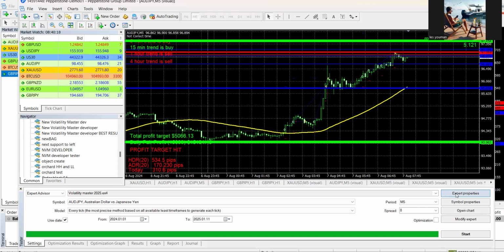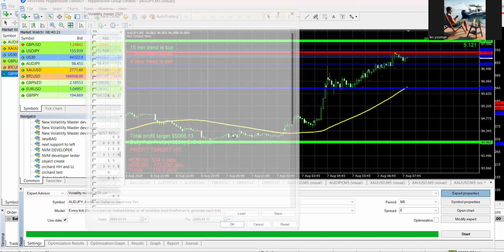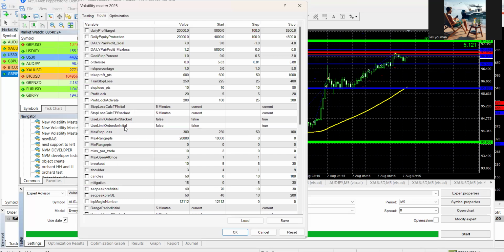So anyway, that's the explanation of what the limit orders for initial and stack trades are. We talked about the maximum stop loss in that last video, but just to go through it again, if it did a buy order here, the stop loss is going to go, in this case, 10 points below the blue line, which is the bottom of the range, unless the bottom of the range was more than 300 points away from the entry point, then it's just going to place it at 300 points.